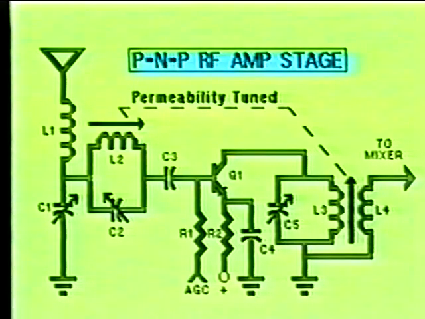Here you see a PNP RF amplifier stage with a tuned input and a tuned output. This circuit is commonly found in many of the older style automobile receivers. Notice that the resonant circuits are tuned by varying the inductance instead of the capacitance. This type of tuning is called permeability tuning.